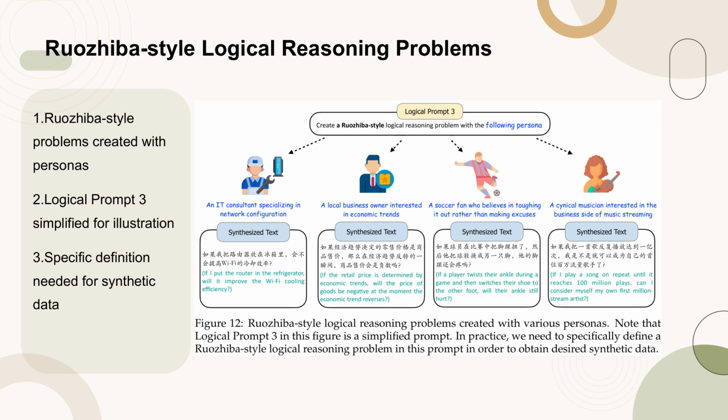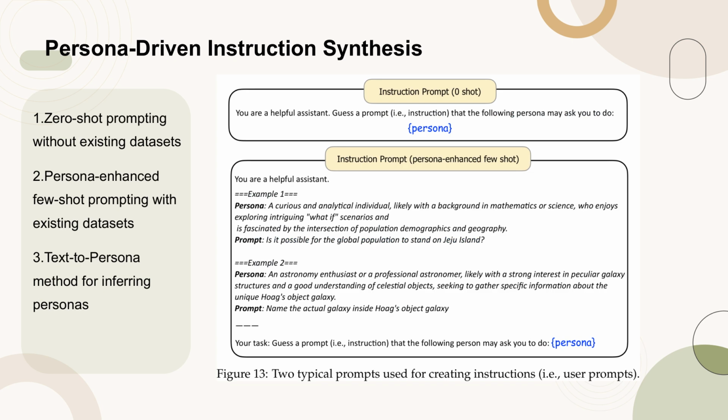Figure 13 illustrates two methods for synthesizing user instructions: zero-shot prompting and persona-enhanced few-shot prompting. The zero-shot method generates instructions without relying on existing datasets, while the persona-enhanced few-shot method uses existing datasets like WildChat to create more realistic instructions. This figure highlights the text-to-persona method for inferring personas, which enhances the complexity and realism of synthesized instructions.